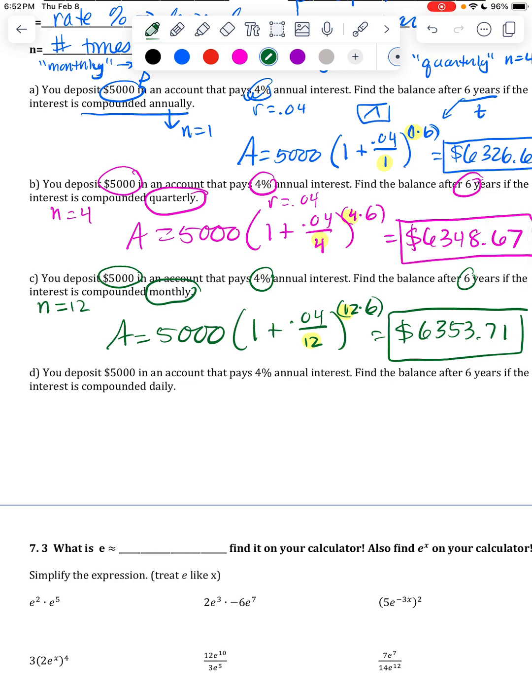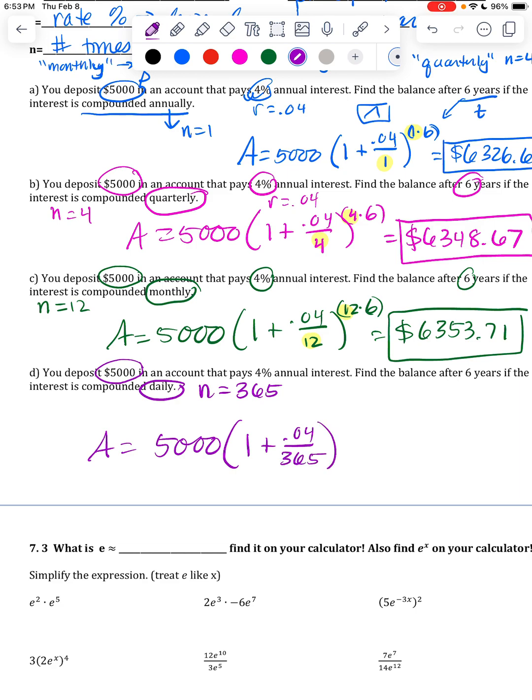All right, grand finale. I'm going to deposit $5,000. No way. Same principal amount, 4% still. That would normally change, but they're just showing that the compounding is changing each time. Now it's compounded daily. How many times a year is that? 365. We're not going to get picky about leap years. That N will go here and here, and my time is still 6. So now this goes into my calculator.